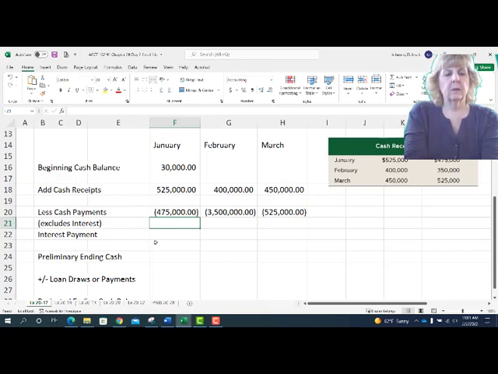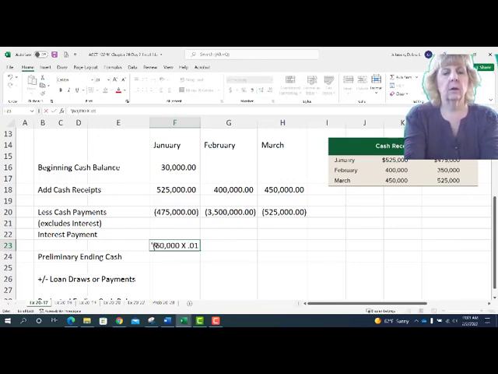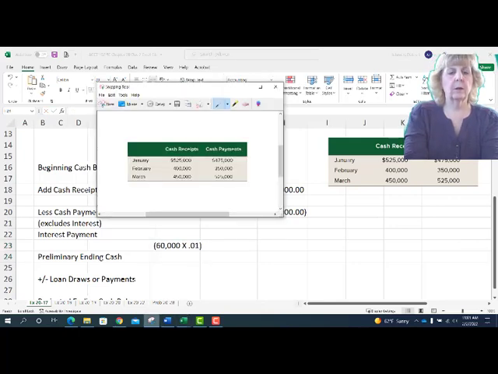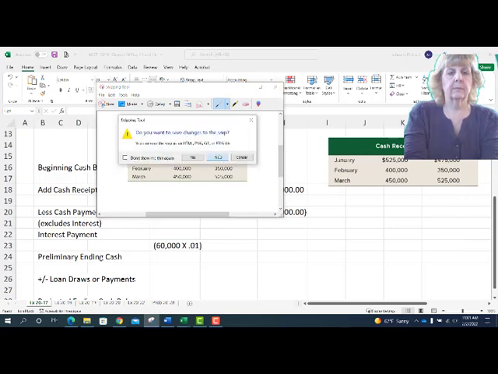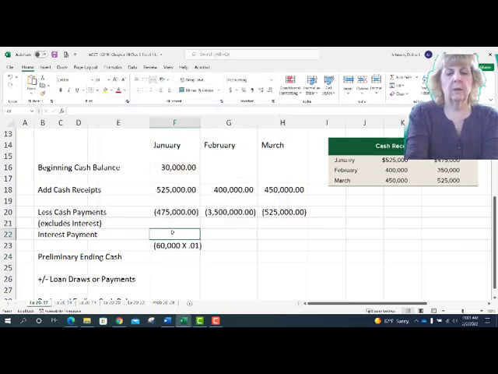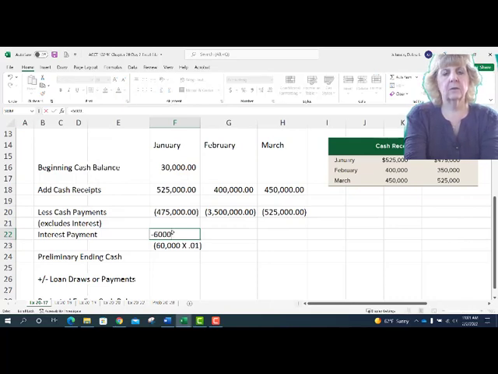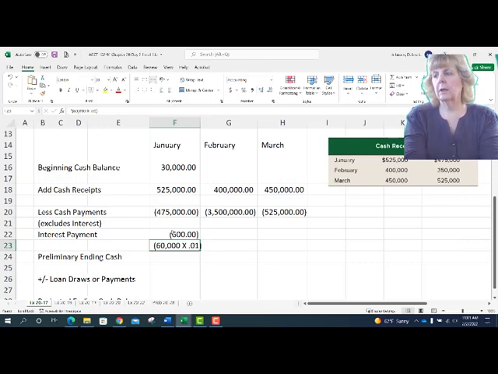The interest payment they mentioned was 1% a month. So the first month, they told us that our loan balance was $60,000. When we take that 60,000 times 1%, we'll get our interest payment in there. And now we're ready to start projecting out our cash.